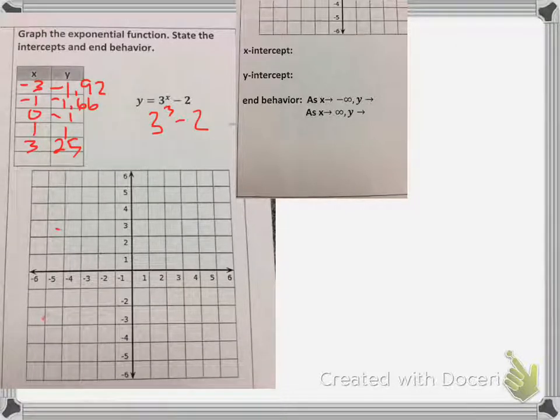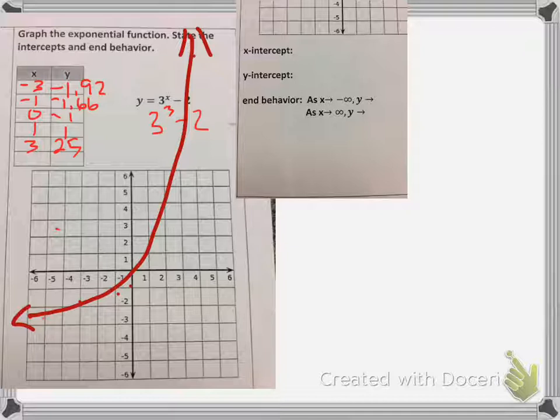So let's graph them and see what happens. The first one is negative 3, negative 1.9. So negative 3, negative 1.9 is about right here. Negative 1, negative 1.6. So maybe right there. 0, negative 1, 1, 1, and then 3, 25, which is clear off my graph way up there somewhere. So I'm coming up traveling like this. So my graph is looking something like this.